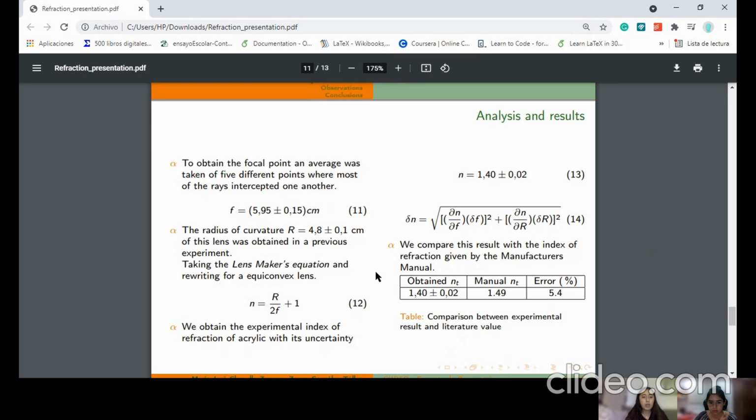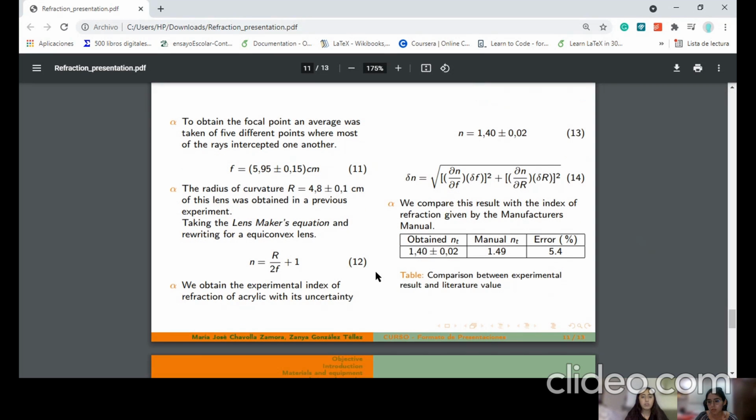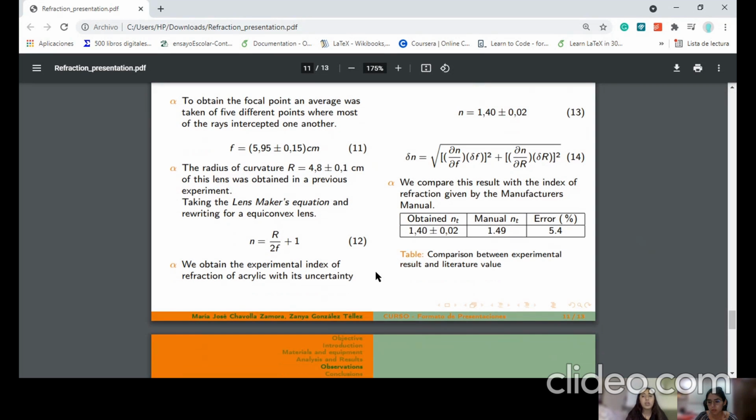From this equation, we were able to obtain the experimental index of refraction of the acrylic, which can be seen in equation 13, and its associated uncertainty, which we obtained by using error propagation and partial derivatives, as can be seen in equation 14. Finally, we compared these results, as we can see in the table, with the literature contained in the manufacturer's manual, and we calculated the error percentage, which is 5.4%, which we consider very good and well accepted within the range.